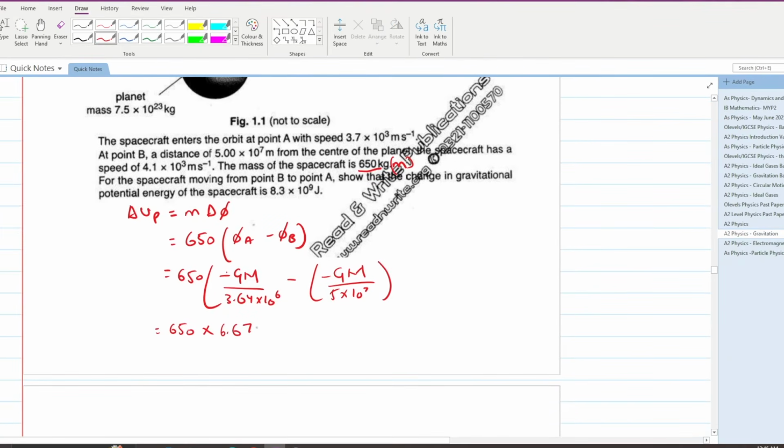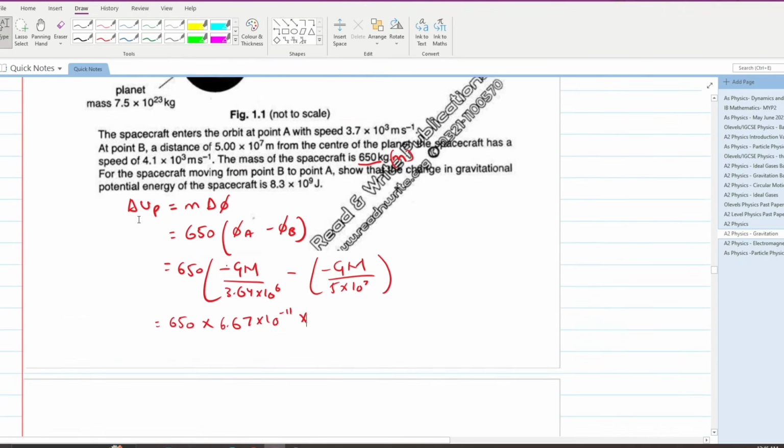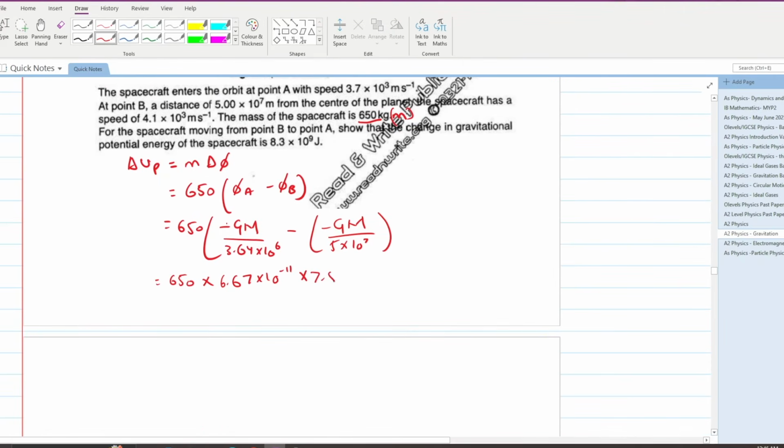G is 6.67 into 10 raised to the power minus 11. What is the mass of the planet? The mass of the planet was also given. Yeah, here we have it: 7.5 into 10 raised to the power 23.